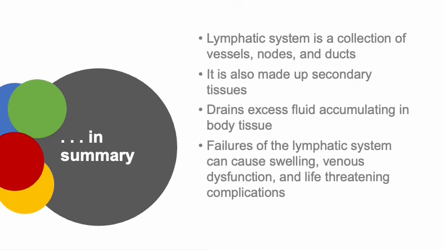So, in summary, the lymphatic system is a collection of vessels, nodes, and ducts. It is also made up of secondary lymphoid tissue, and it drains excess fluid accumulating in the body tissue. Failures of the lymphatic system can cause swelling, venous dysfunction, and life threatening complications.